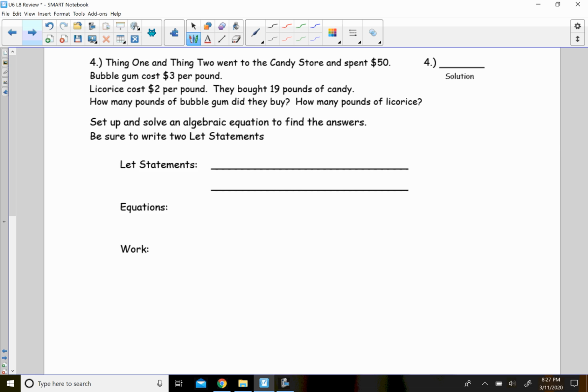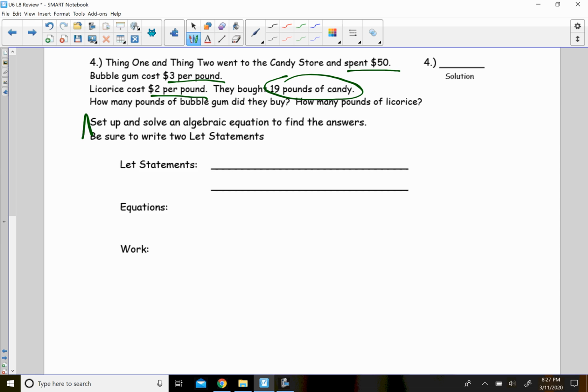So thing 1 and thing 2 went to the candy store and spent $50. Bubblegum cost $3 per pound, and licorice cost $2 per pound. They bought 19 pounds of candy total. So I'm underlining all the money pieces and then circling the number of items. How many pounds of bubble gum did they buy, and how many pounds of licorice did they buy?